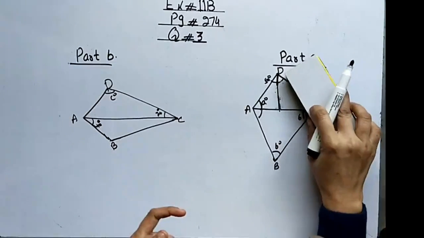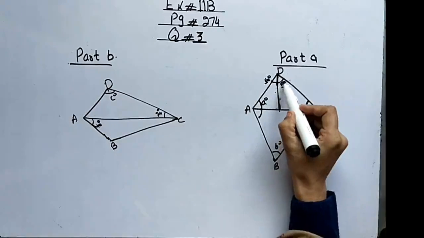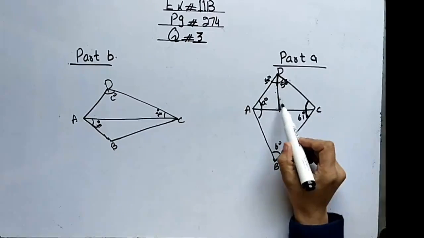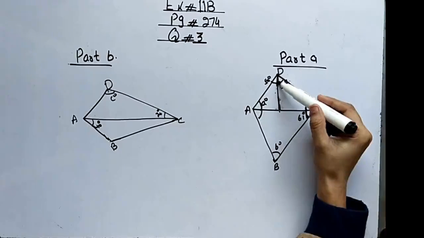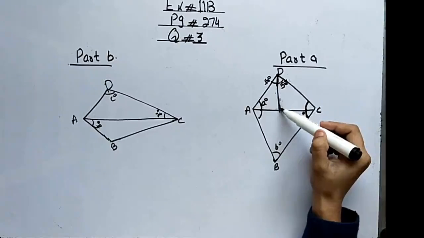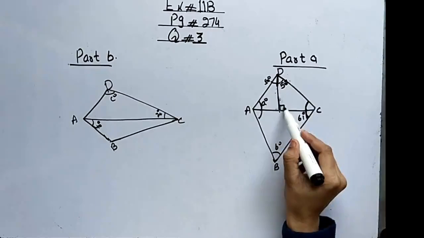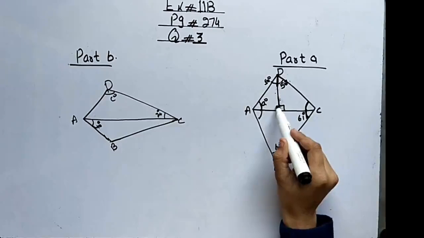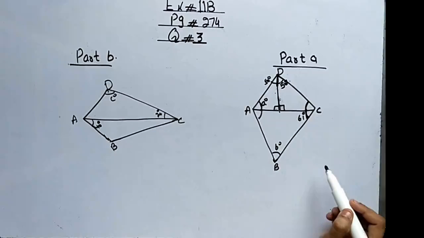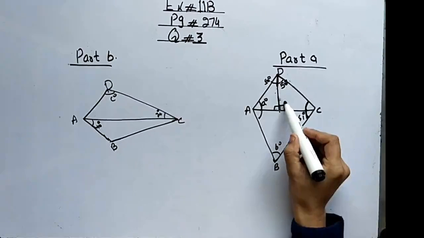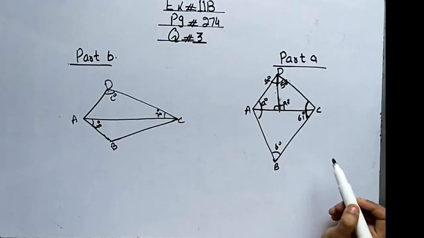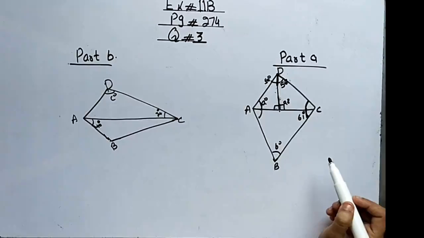Now look here, this part is 50 degrees, and this line is perpendicular to line AC. Perpendicular means this line is making a 90 degree angle here and here also. So this angle, as we know, is equal to 90 degrees.